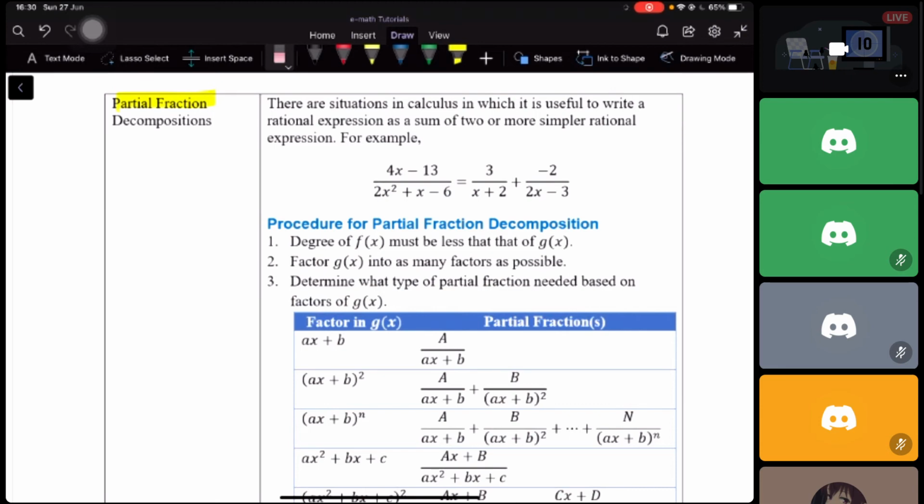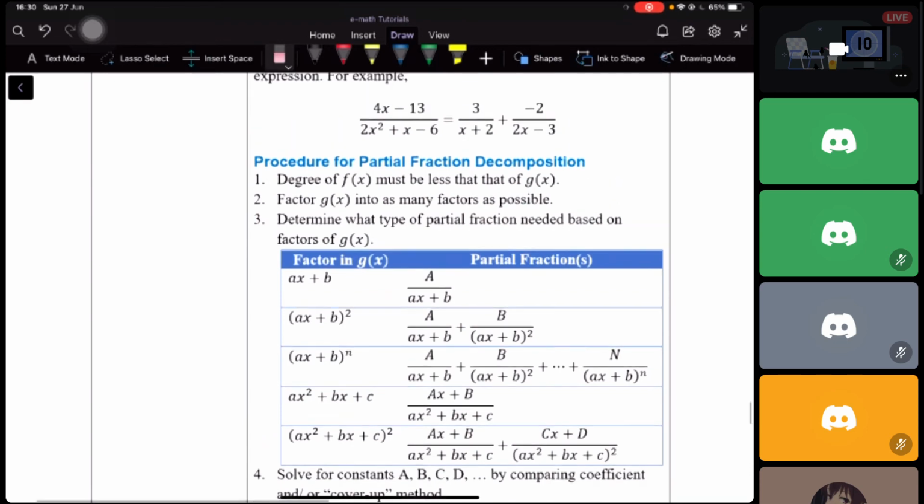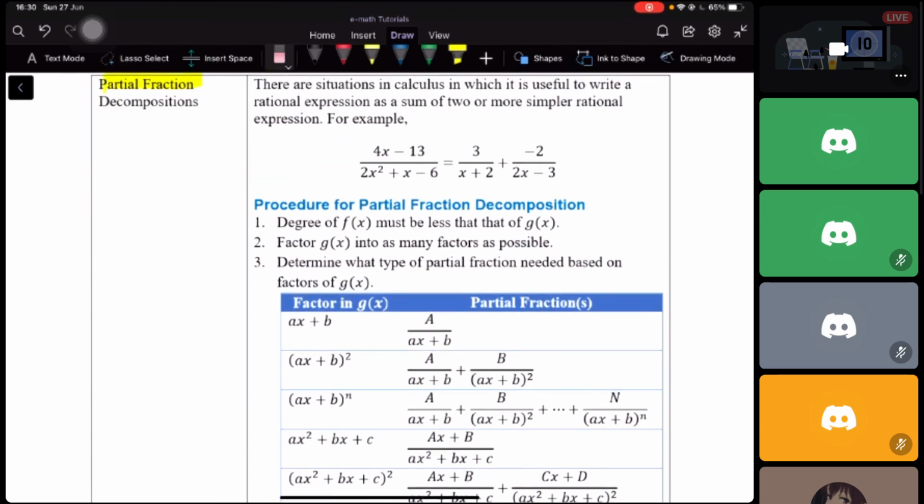But anyway, just for today, I just teach you how to break it into partial fractions. Okay? So this is the procedure. First thing, because you know that it is a rational function, right? You have to make sure that the degree on top must be less than the degree at the bottom.